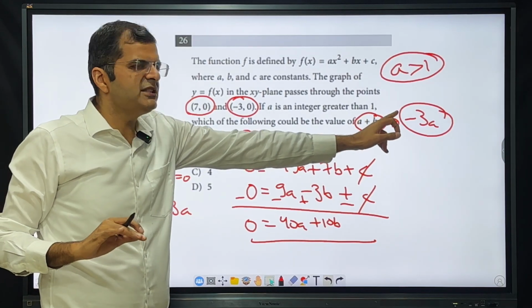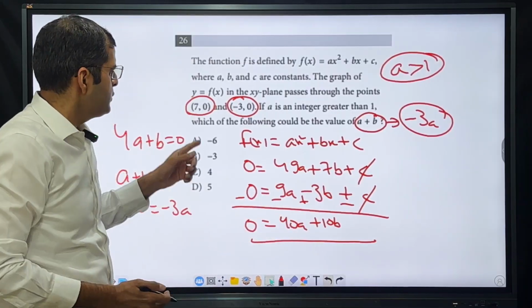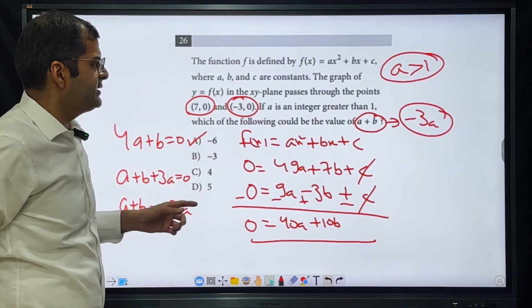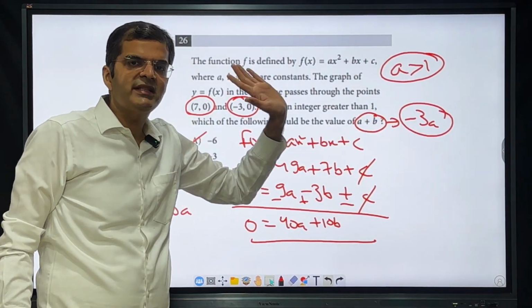So what is the value a plus b can have? It has to be of the form minus 3 into an integer greater than 1. So from the options, answer option A is correct, because a can be 2. When a is 2, it is minus 3 into 2, which is minus 6.